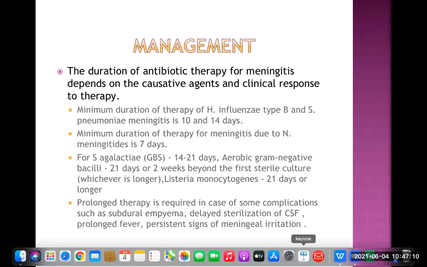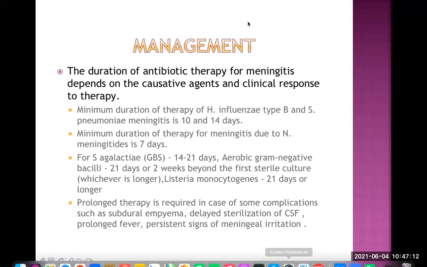How long is the therapy given? What is the duration? See here. The duration of antibiotic therapy for meningitis depends on the causative agents and the clinical response to the therapy. How well the child has responded to the treatment. It also depends on that. Some children are slow responders, so probably a longer duration is necessary. Some are quick responders.